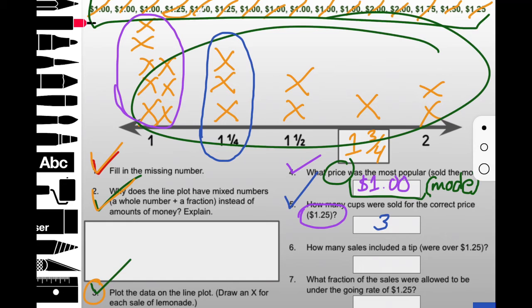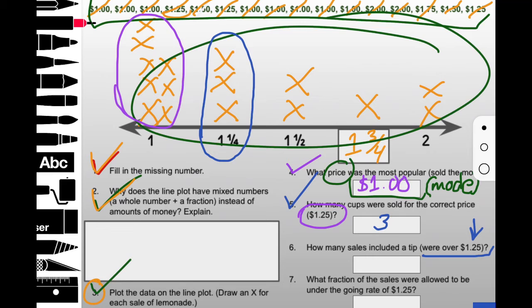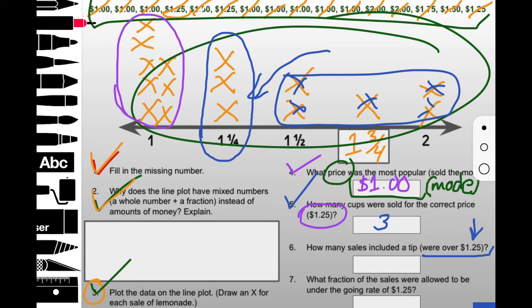Next, how many sales included a tip? So that would be sales that were over $1.25. We're not going to include $1.25. We're only going to mention the ones over it. So that would be not here, but here. Okay? And I can simply count them. 1, 2, 3, 4, 5. The correct answer here would be 5. And I'm done with that one.